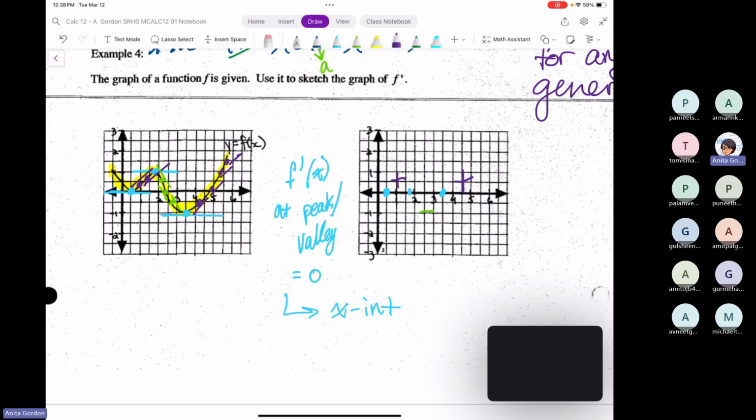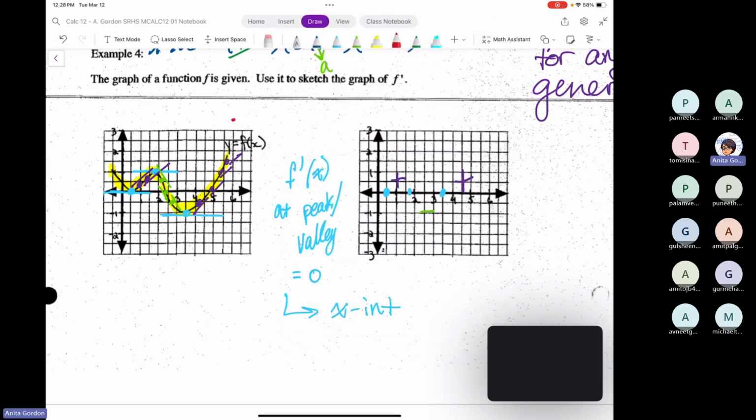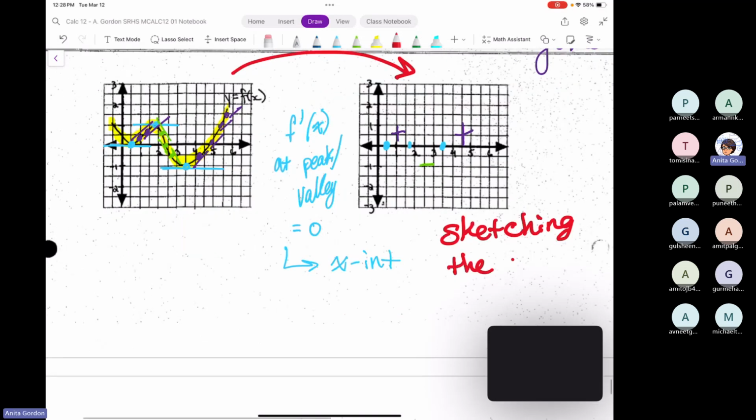So when we are sketching the derivative, we are sketching the values of the slope. So I'm going to write that down in maybe red so it's very aggressive. Okay? We are sketching the value of the slope.